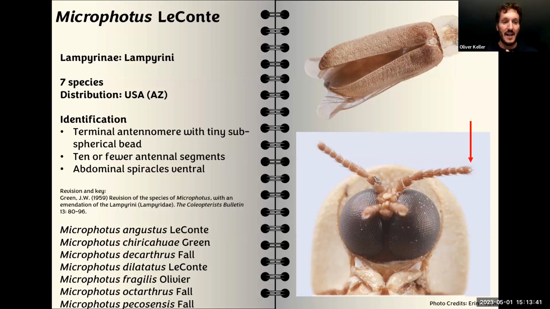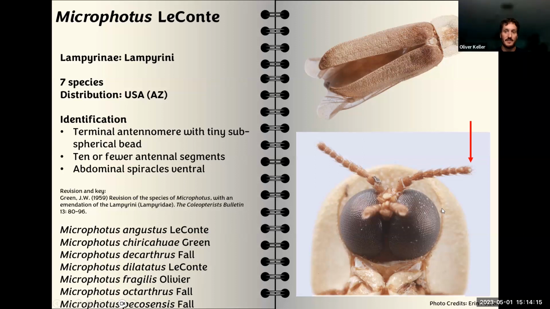sub-spherical bead. It's like a half round, like a half ball, and it's kind of glassy, and it's at the end of each segment. You need a microscope usually to see it, or a very good camera. This was made with a 5x 65mm camera, and it happened to be that that little subspherical bead showed up. It's like right here, this little white bead, right under the arrow.